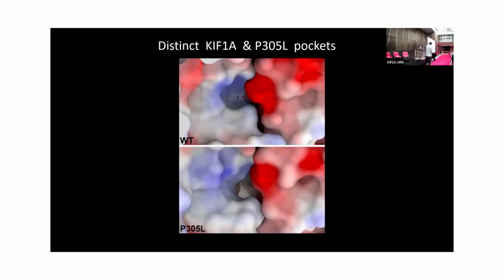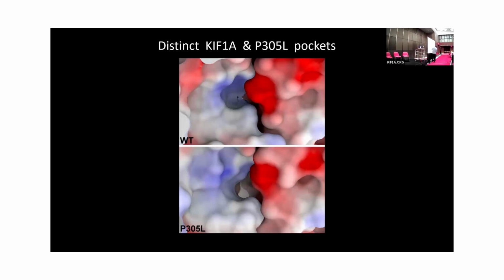So this is exactly the same view of the area where the mutation is. This is the wild type, and this is the P305L. It's colored by charge. What you see here is the microtubule, the track, and here is the kinesin. It is a very tight interaction. You see very nice complementarity here, and you see a pocket here.